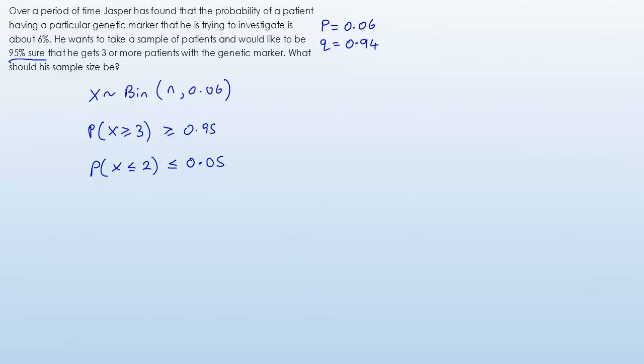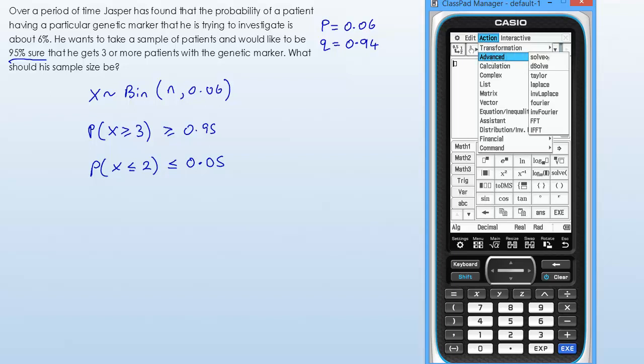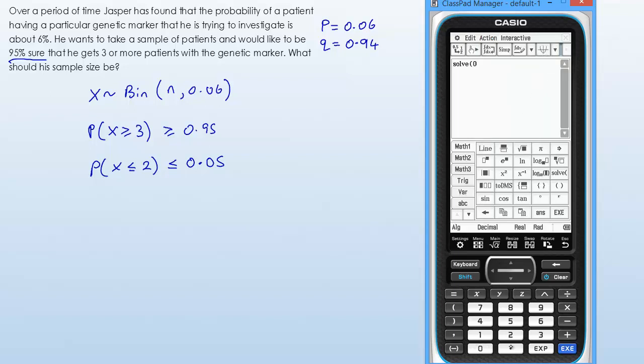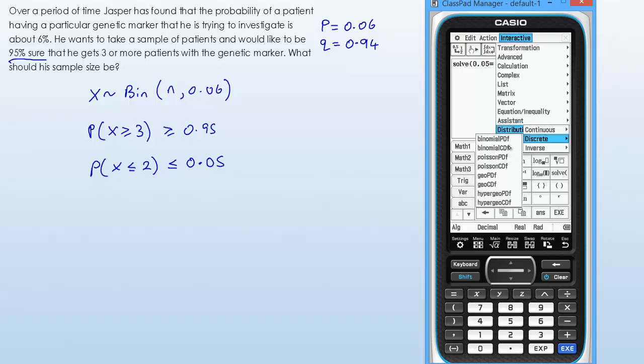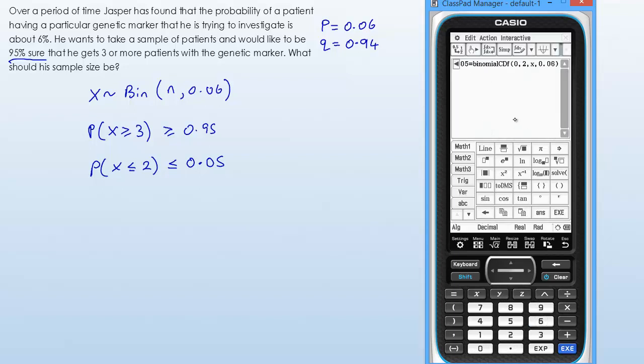Now, on the calculator, I have tried just solving. So action, advanced, solve. 0.05 is equal to, and then going for the discrete distribution binomial CDF. We want that to go from 0 to 2. We don't know the number of trials, so I'm just going to put x in there. And the probability of success we know is 0.06. It thinks about it for a second, and it doesn't like it. It won't actually solve it.